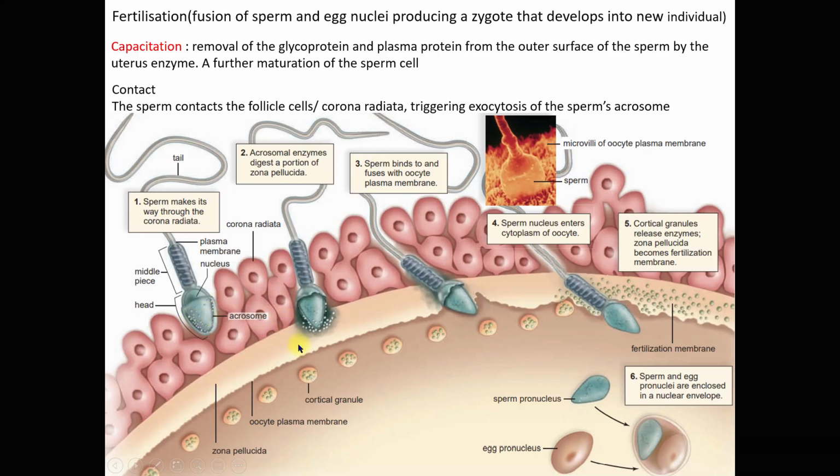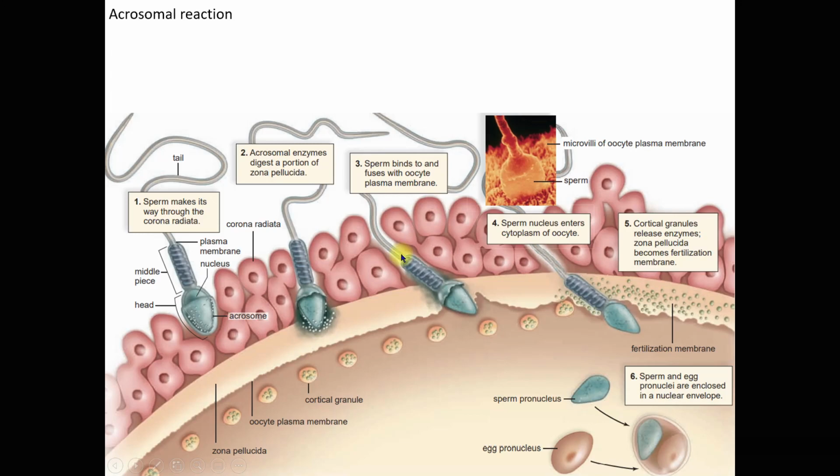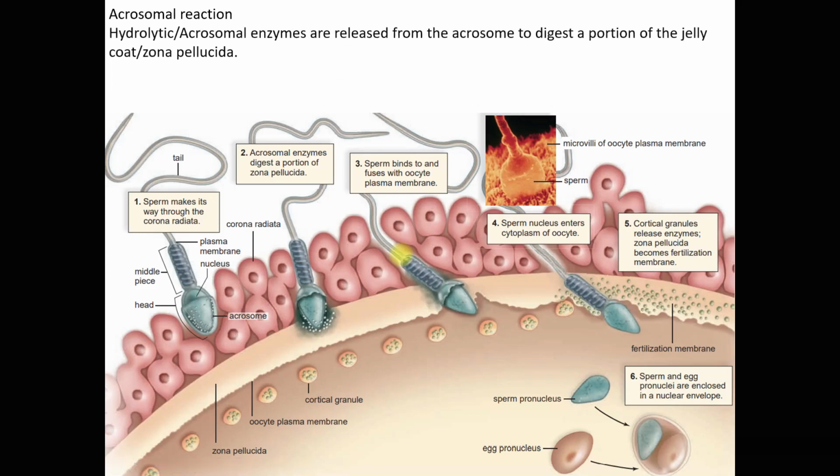So what happens after the acrosome is exocytosed from the sperm? The acrosomal reaction will occur. In this acrosomal reaction, acrosomal enzymes are released from the acrosome. You can see these acrosomal enzymes are released from the acrosome. These acrosomal enzymes are also known as hydrolytic enzymes. The keyword here is hydrolytic.